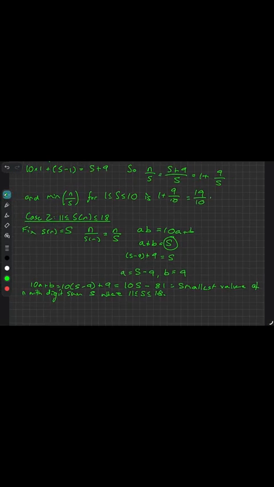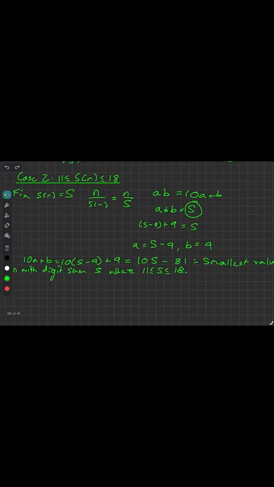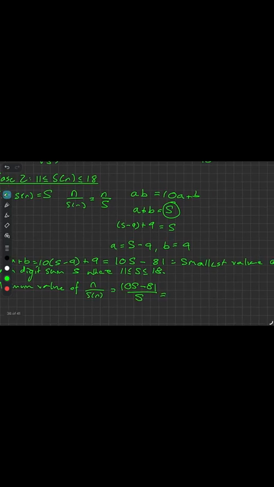Okay. And at this point then, what we were initially considering is the minimum value of n divided by s of n, and now we know exactly what that is in terms of s. So the minimum value of n divided by s of n is going to be 10s minus 81 divided by s, when s is between 11 and 18, which is 10 minus 81 divided by s. Now, because we have a minus sign here and s is positive, to make this as small as possible, we want to make s as small as possible, right? Because we want to subtract as much as possible from 10 to make the smallest possible number.